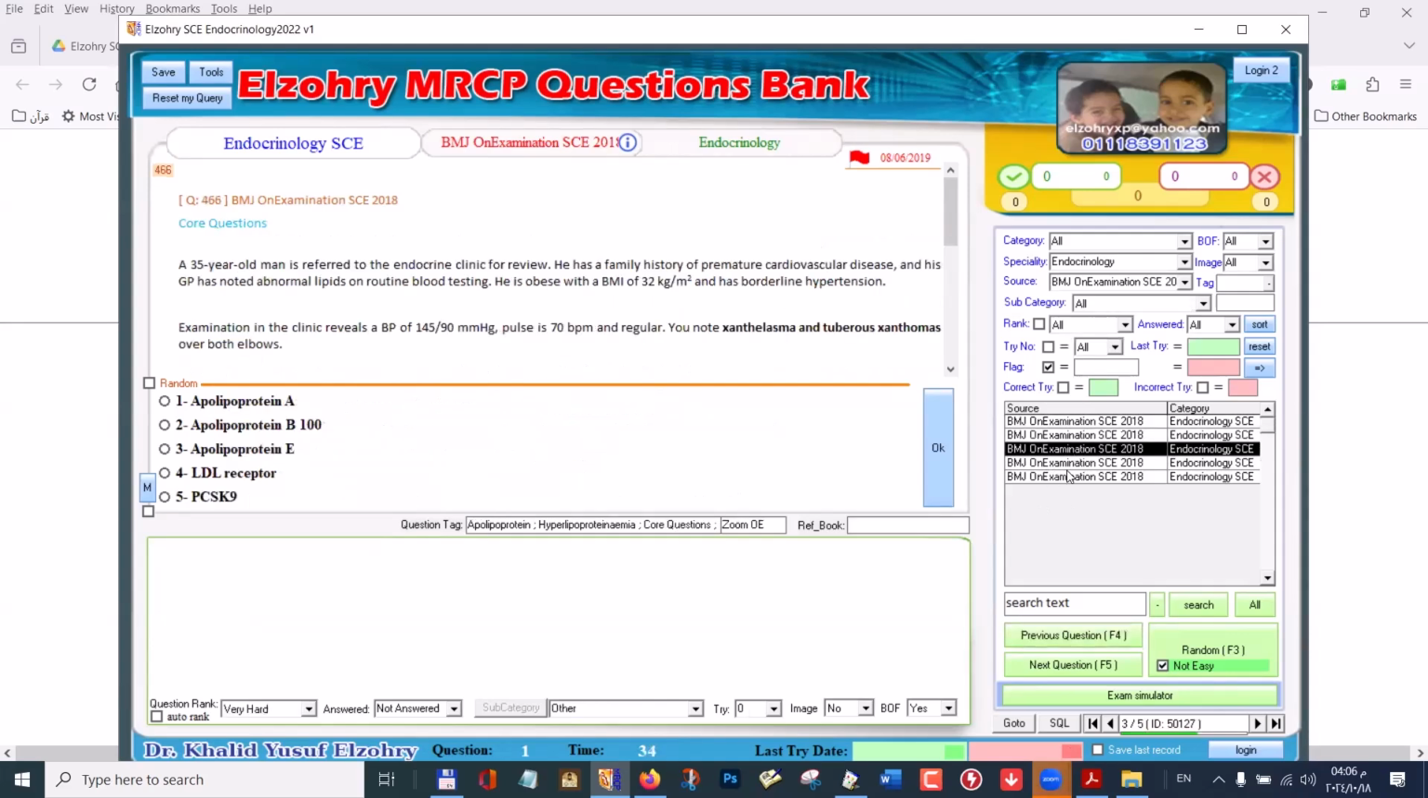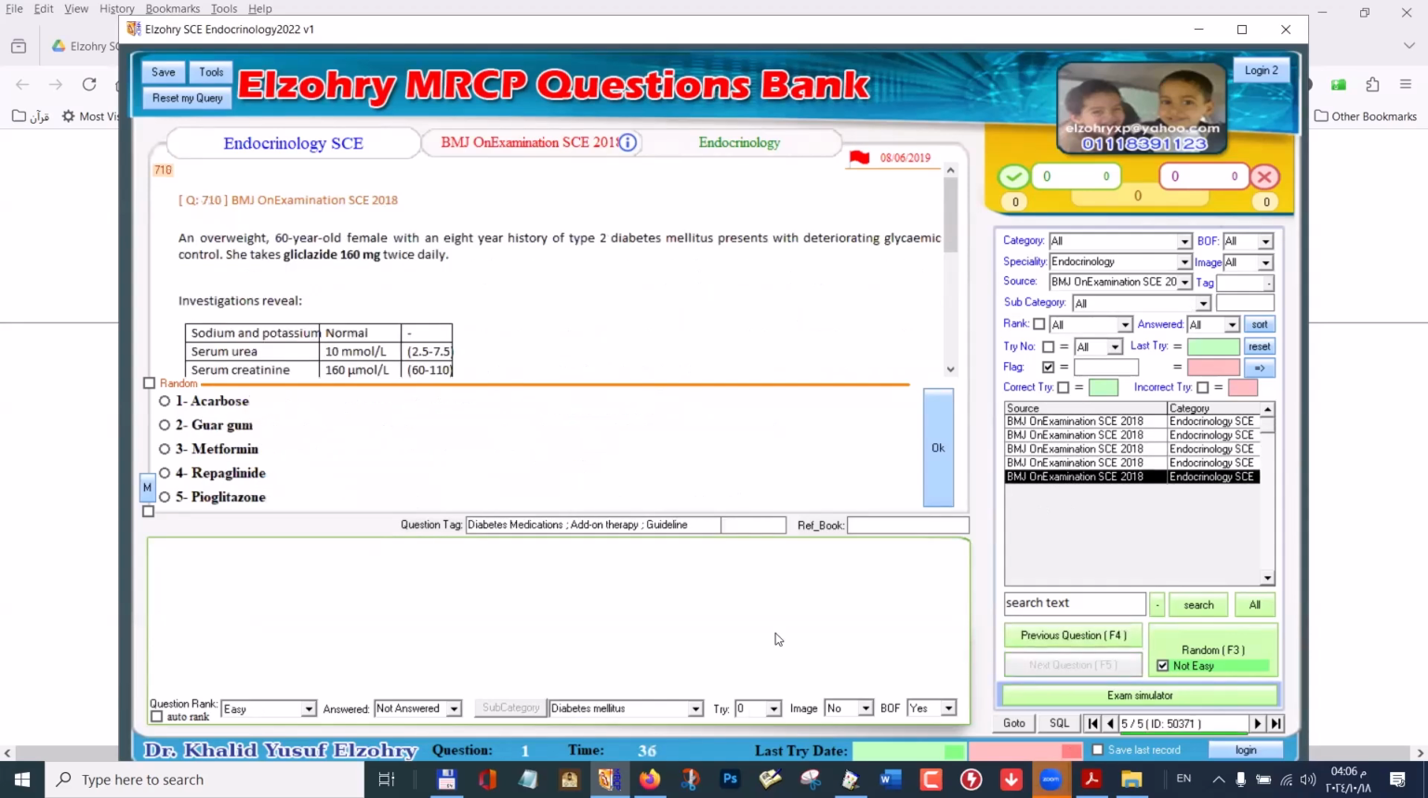اتفقنا؟ تمام يا دكتور. ربنا يسهله. يبارك في حضرتك.